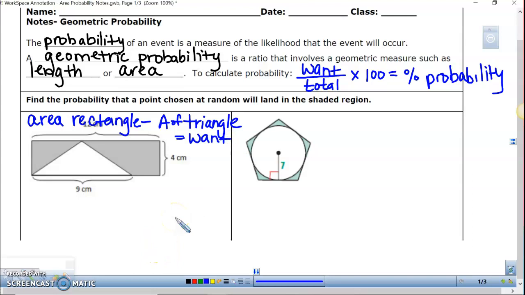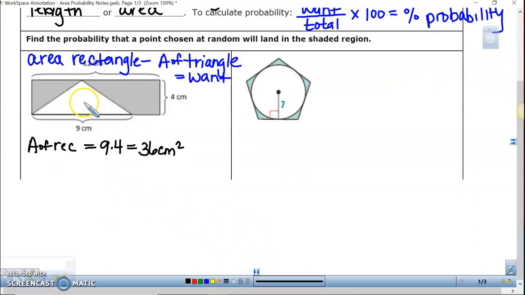Now, the total comes from the area of the largest shape that you are given. So for example, in this one, the total would be the area of the rectangle. And in this other one, the total would be the area of the pentagon. So you'll see how that changes. The area of the rectangle is length times width, base times height, whatever you want to say. So that's 36 centimeters squared.